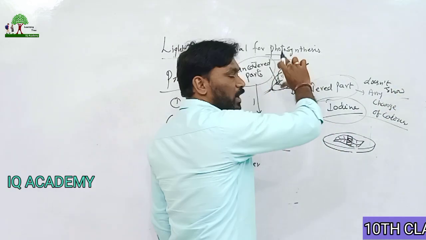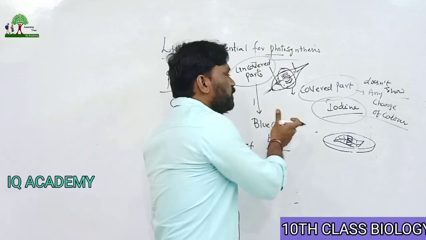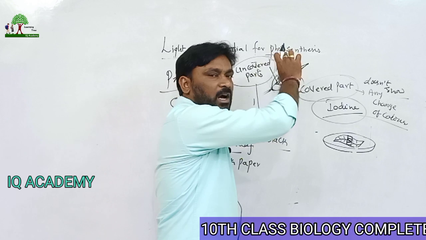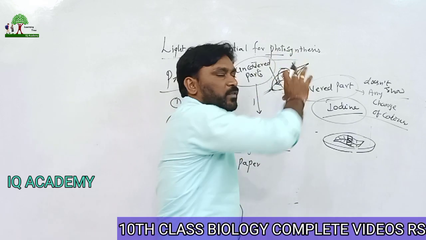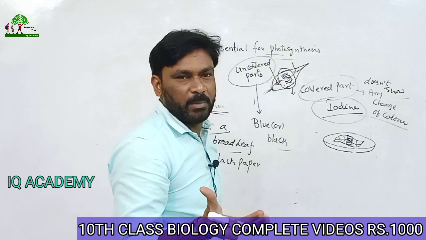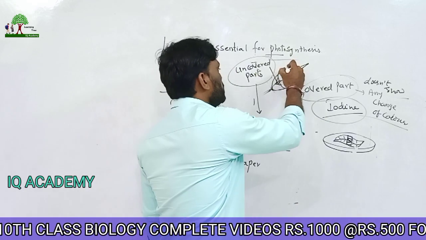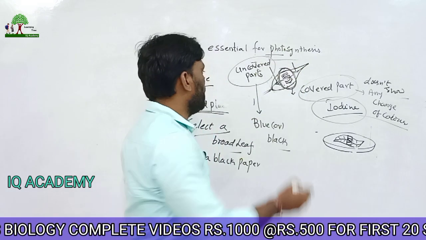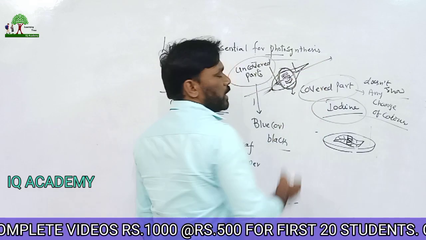here half of the leaf is covered with the black paper, and this black paper does not allow the sunlight to fall on the half of the leaf. So without the sunlight, that half of the leaf does not prepare the food material and store it in the form of starch. Means photosynthesis does not take place in this part. And in the remaining parts, photosynthesis takes place here, here also photosynthesis takes place.